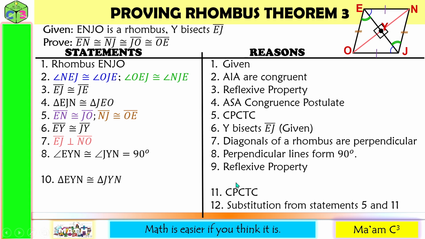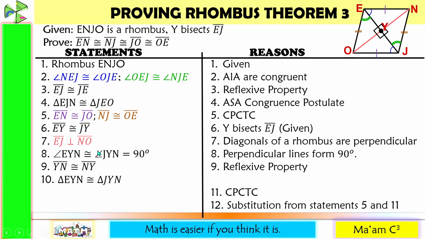For me to identify that part that is equal to itself, I'm going to use statement 10. It says here triangle EYN is congruent with triangle JYN. These two triangles are congruent. So line segment YN is congruent with line segment NY. That is the reflexive property.